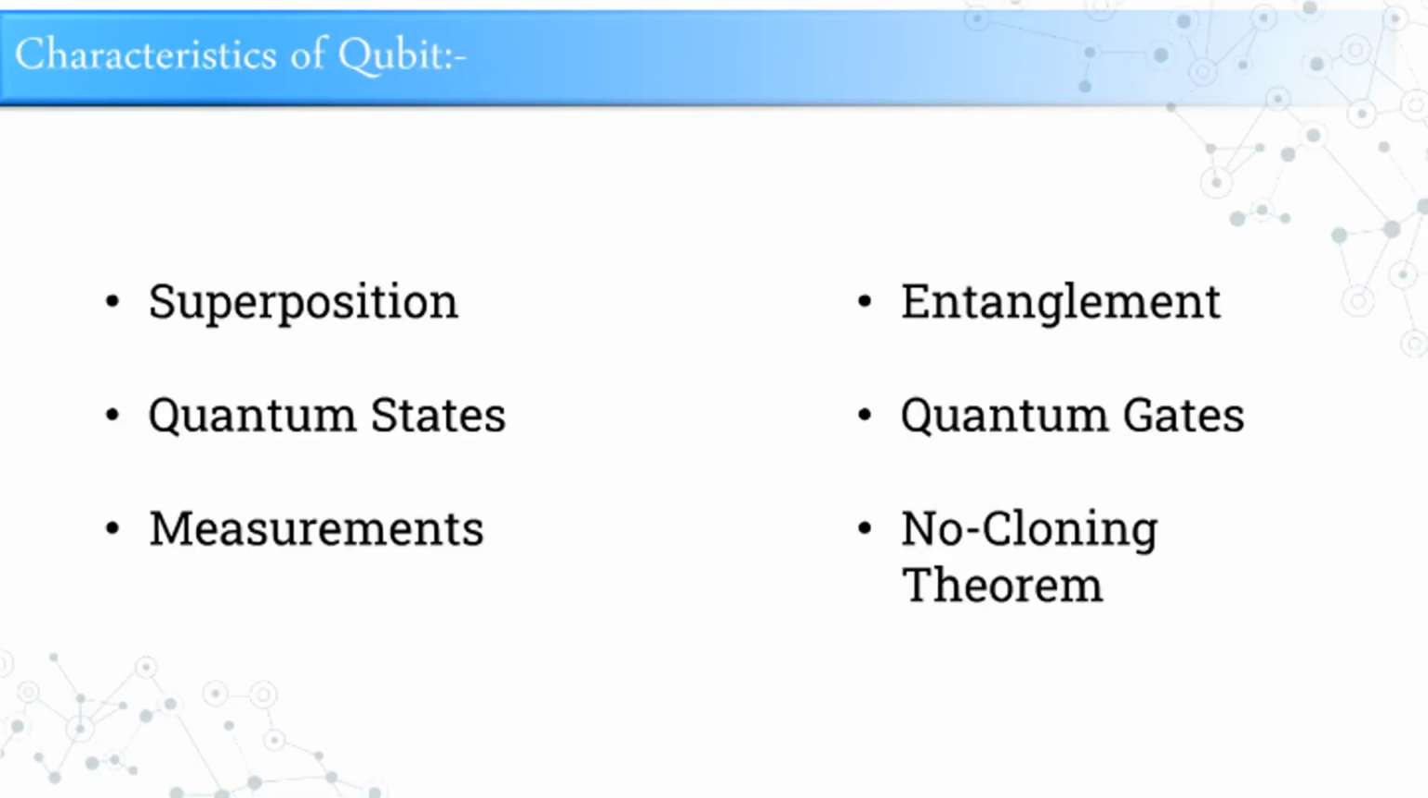The characteristics of quantum bits can be described as follows. Superposition: qubits can be in a superposition of states, meaning they can simultaneously represent both 0 and 1. This is different from classical bits, which can only be in one of the two states at a given time.